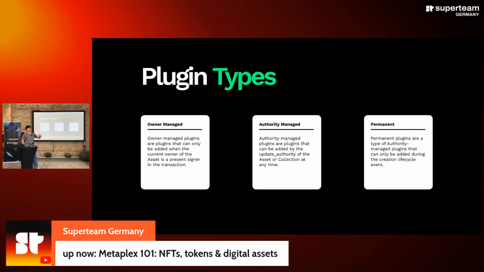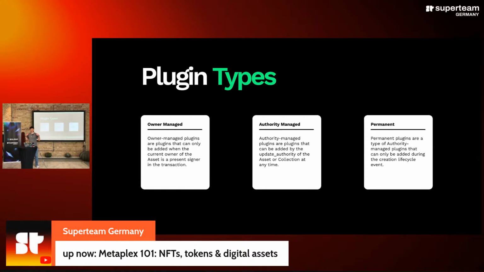Then we have authority managed plugins. Here, for example, there are different authorities: the update authority of the collection if the asset is in a collection, or the update authority of the asset if it's not in a collection. The update authority is the only one that can add this plugin, or they can change it. For example, we have the attributes plugin. For the first time in history, we have on-chain attributes.